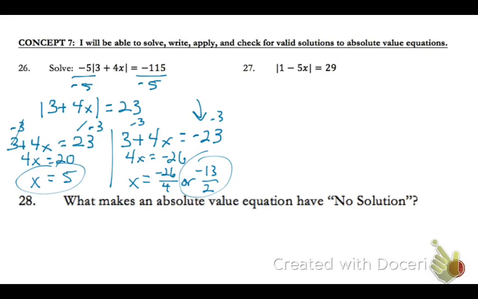Now look on 27. See how the absolute value expression is already isolated. So we can go ahead and set up our two equations. Notice we drop the absolute value because now we're actually showing what it means. It means that there is a positive and a negative case.